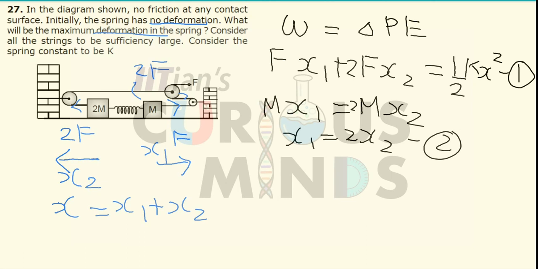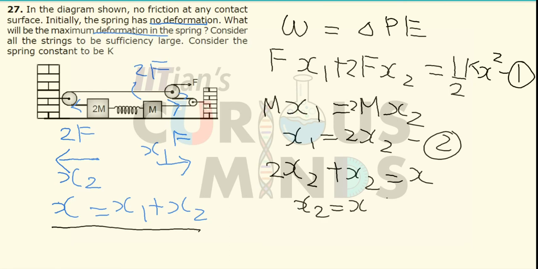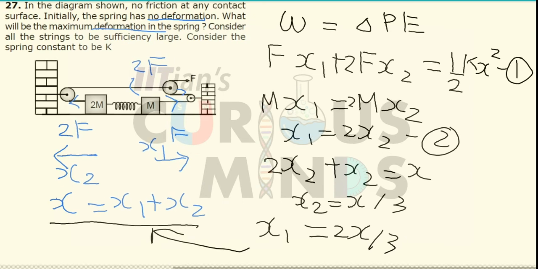So let us convert everything in terms of x. When I substitute 2 times x2 plus x2 will be equal to x. So I can say that x2 will be equal to x divided by 3. So x1 will come out to be 2x divided by 3 when I substitute in the same equation.